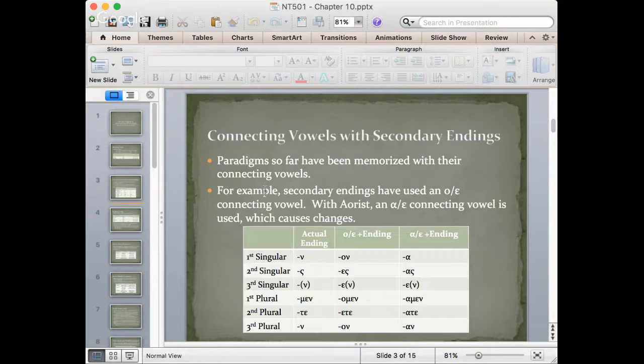So if you jump over to the alpha epsilon endings, the last column, instead of on, we're just going to get alpha, which is the weird one in that first singular. And then we'll have as. So s gets replaced with as. N stays the same. Omen goes to amen. Ete goes to ate. On goes to an. So again, the endings are still the same, all except that first singular, but the connecting vowels are changing. And this will basically happen in 2 of our tenses throughout the months of the semester, I guess. Does that make sense?